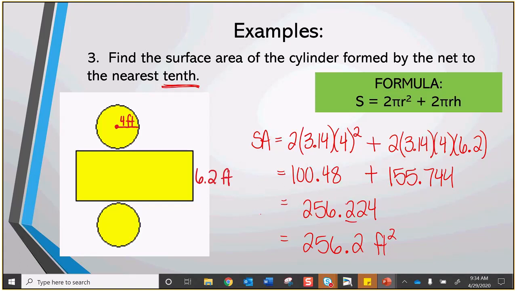So again, this is a pretty funky formula, and where these pieces come from, you know, they do make a lot of sense. There's 2 circles, so I have 2 area of a circle, and I have the circumference times the height, which is how that rectangle gets created. Are there any questions on this? We're going to do one more.